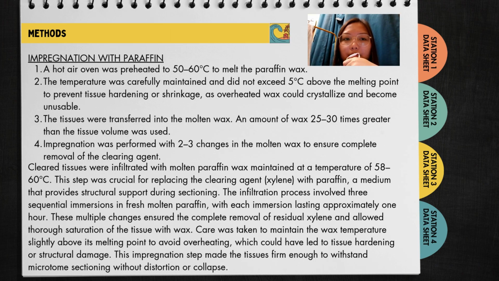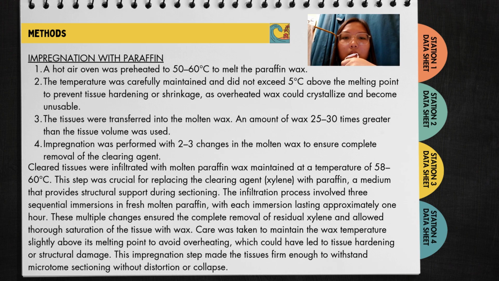Impregnation with paraffin. Cleared tissues were infiltrated with molten paraffin wax maintained at a temperature of 58 to 60 degrees. This step was crucial for replacing the clearing agent, which is xylene, with paraffin, a medium that provides structural support during sectioning. The infiltration process involved 3 sequential immersions in fresh molten paraffin, with each immersion lasting approximately 1 hour. This multiple change ensured the complete removal of residual xylene and allowed thorough saturation of the tissue with wax.